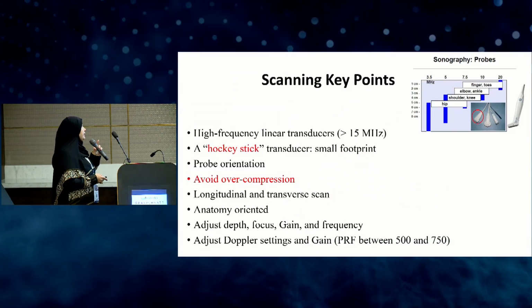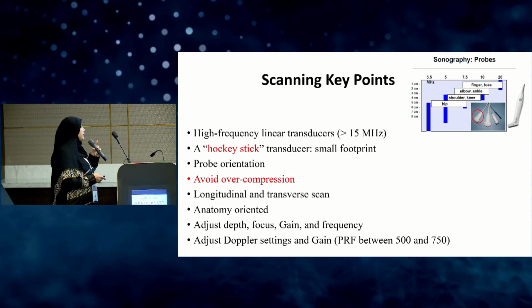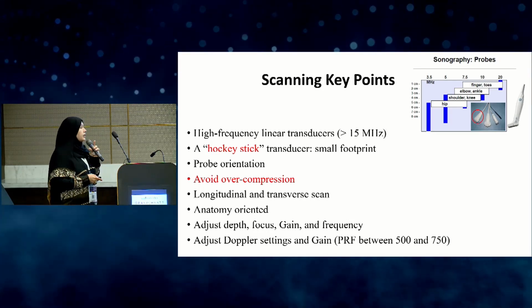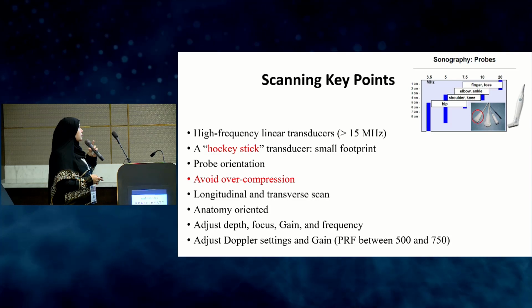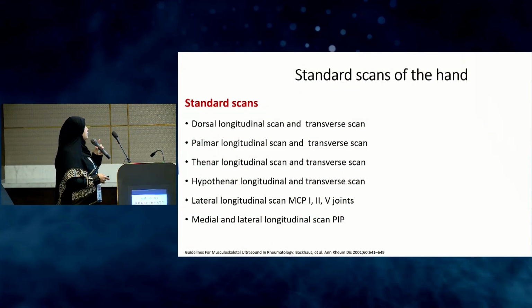Moving to the hand, again, we need to have the same setting. However, take care to avoid overcompression. The hand structures are so small that they can be compressed easily and you can lose the Doppler signal. Hockey stick is a valid transducer in this setting.